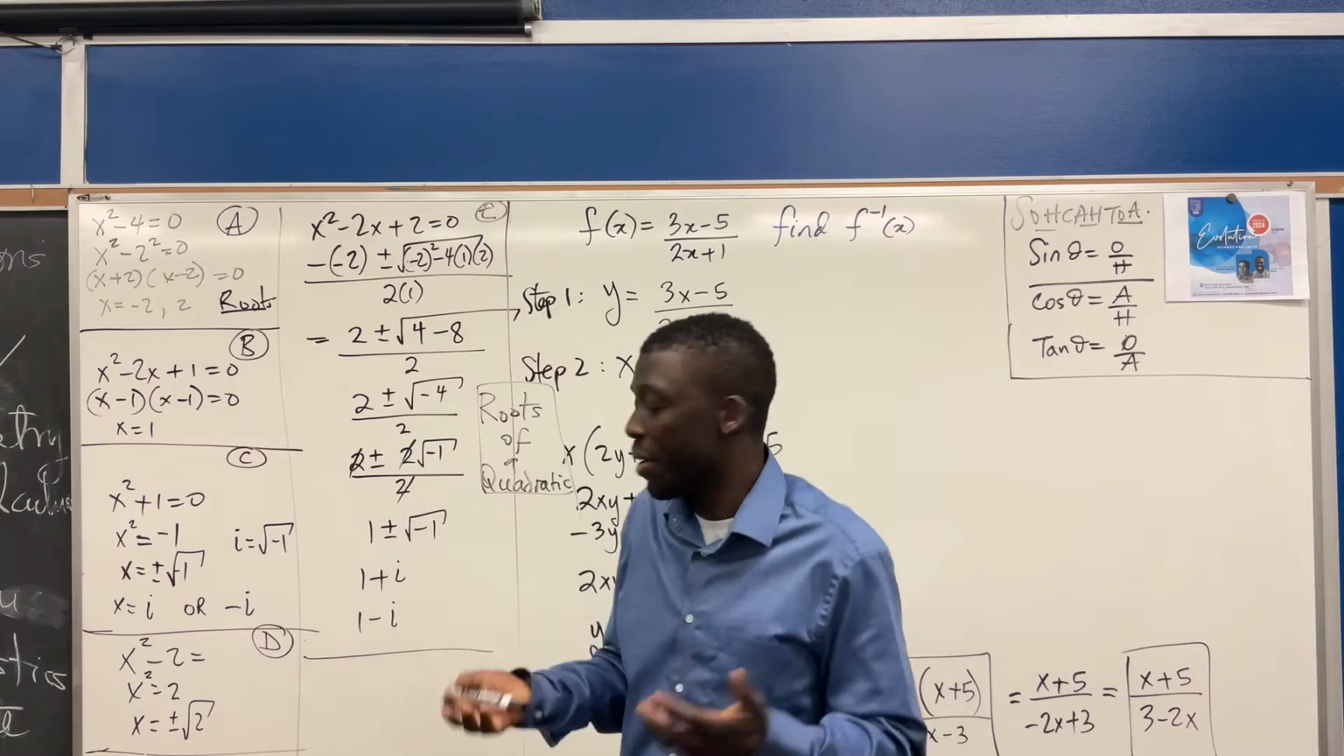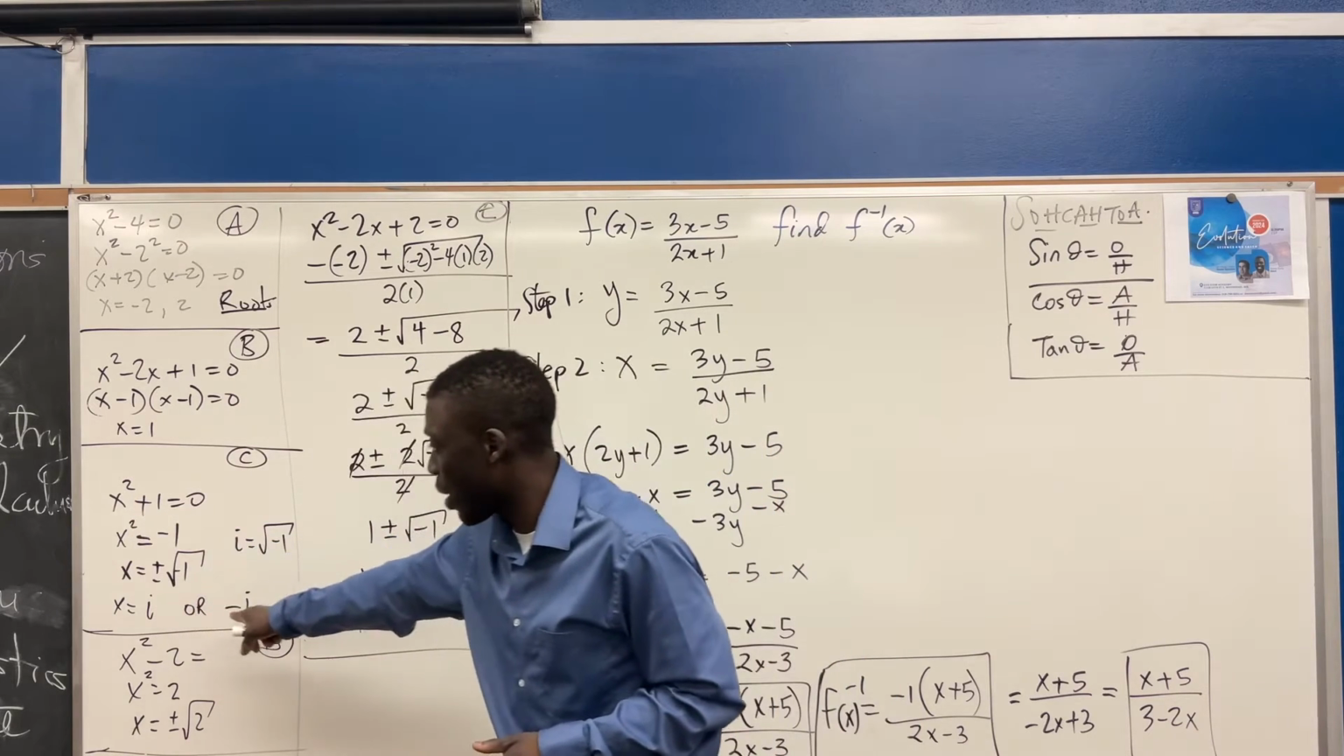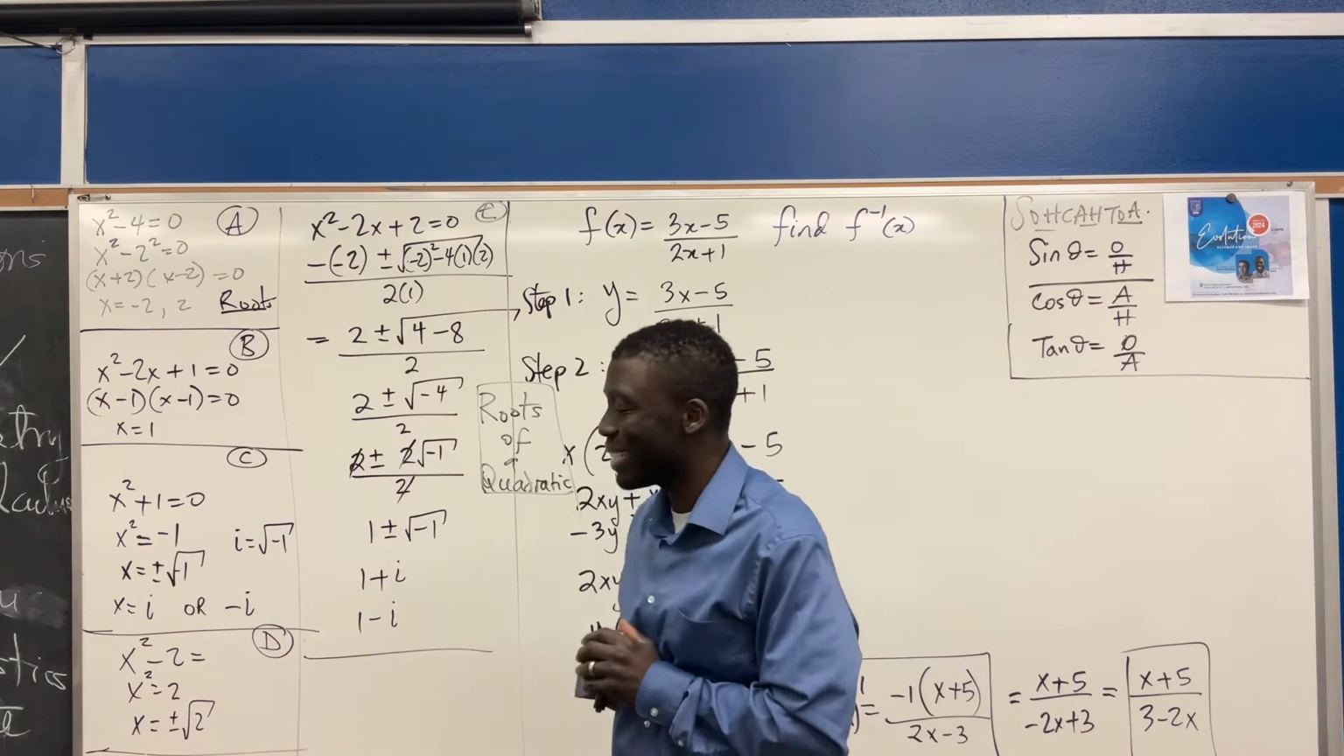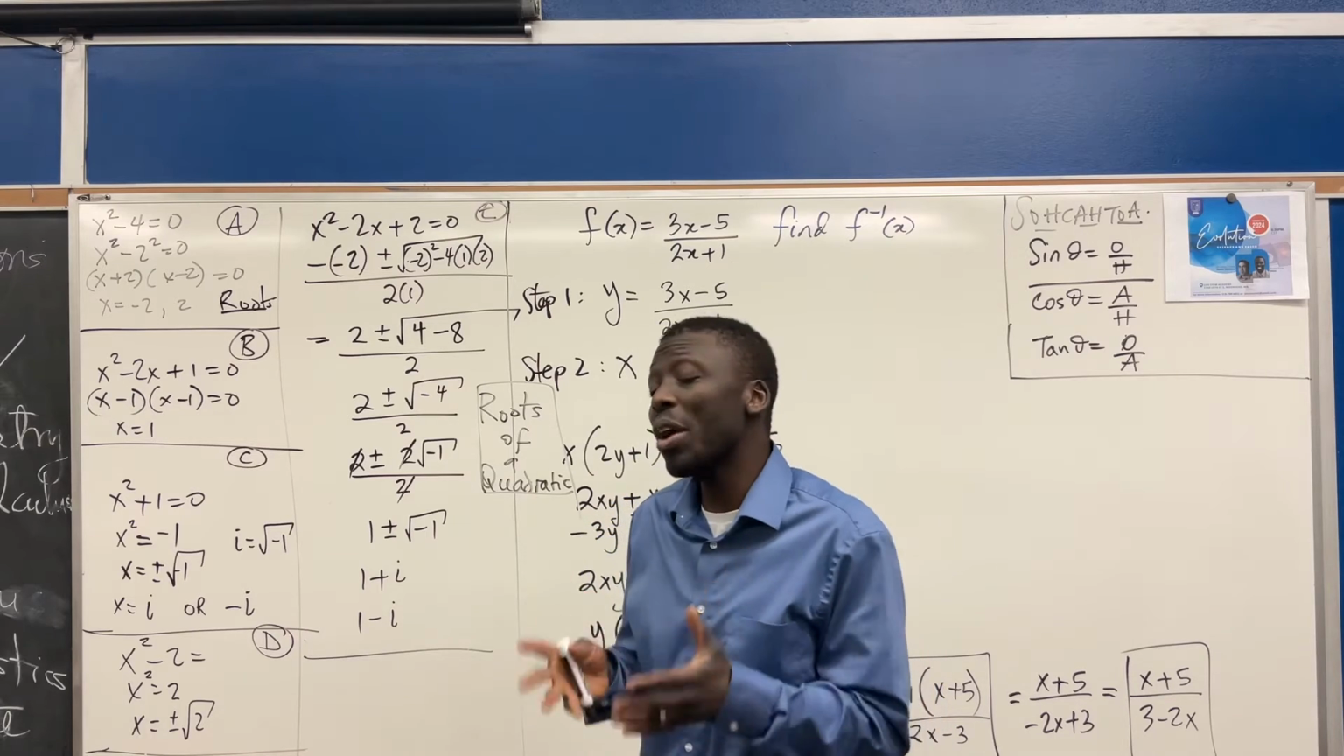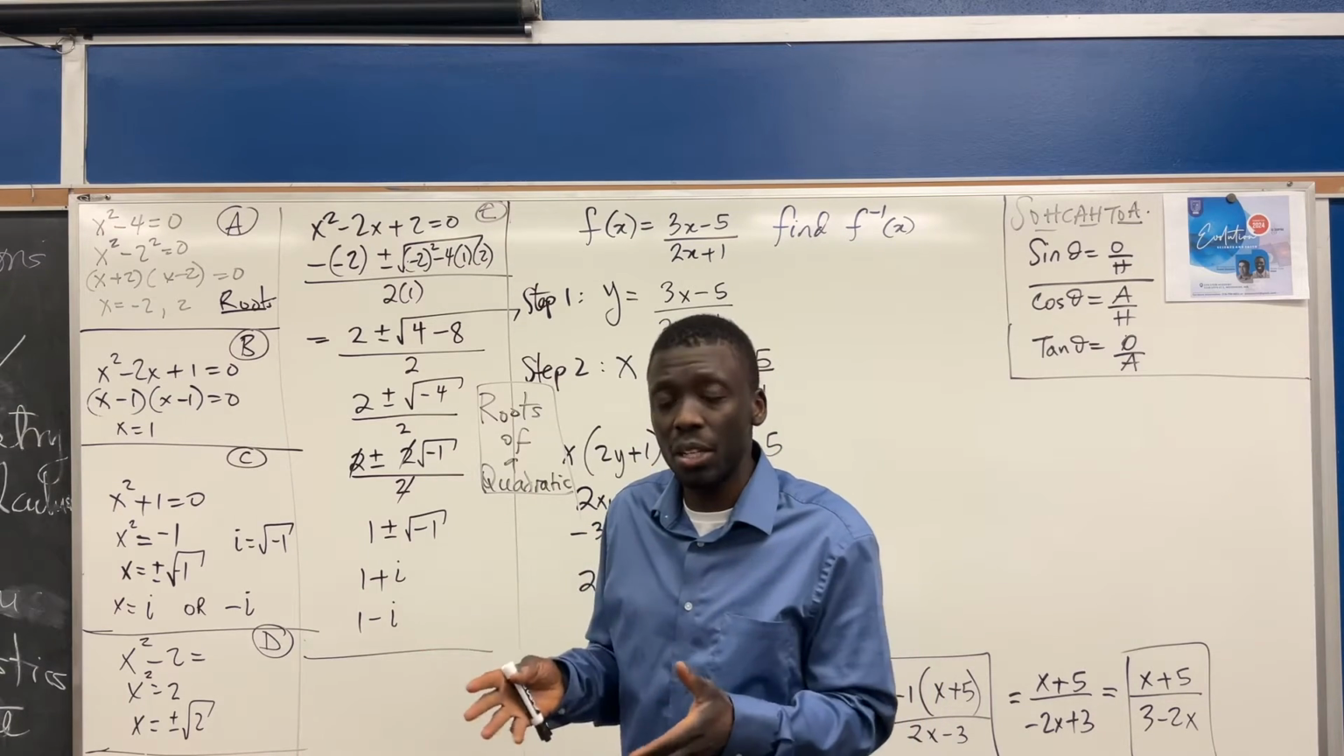What are the roots there? Well, we solve for x, we do our work, and we find out that it's going to be plus or minus the square root of -1. The square root of -1 is actually i. That's what we call i.